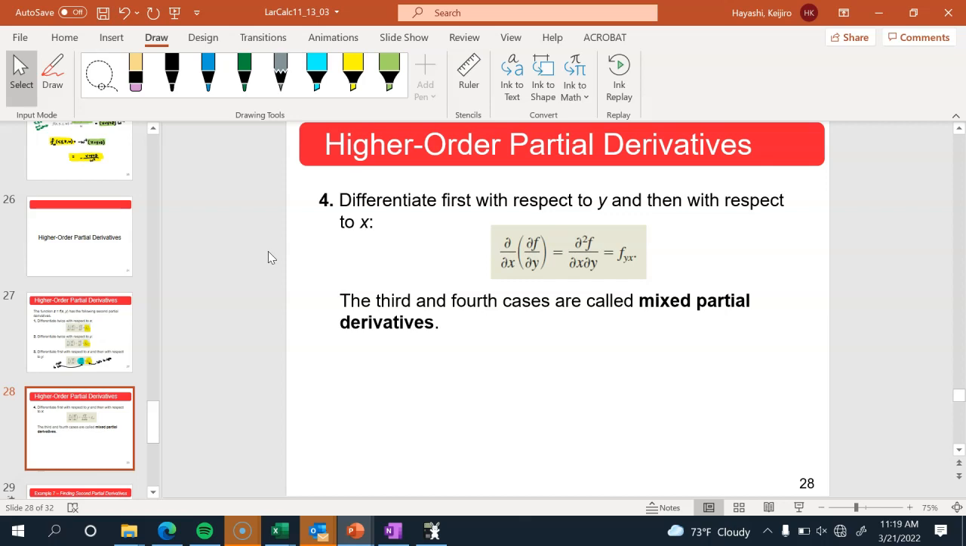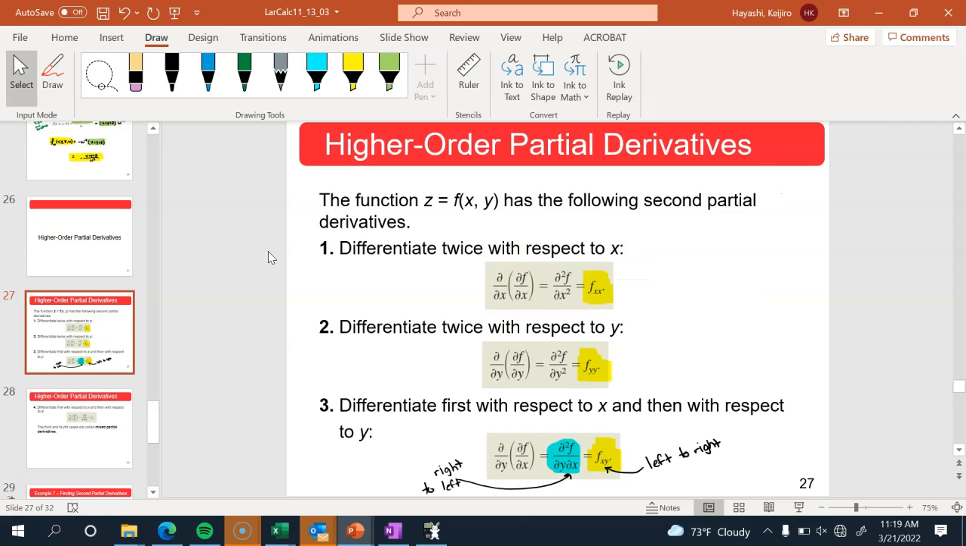So the third and fourth cases here, where it's x and y together, are known as mixed partial derivatives. Mixed because literally the variables that you're taking partial derivatives with respect to, you're doing a mix of both. Whereas the first one here is purely with respect to x, just twice, and the second one is purely with respect to y, just twice.